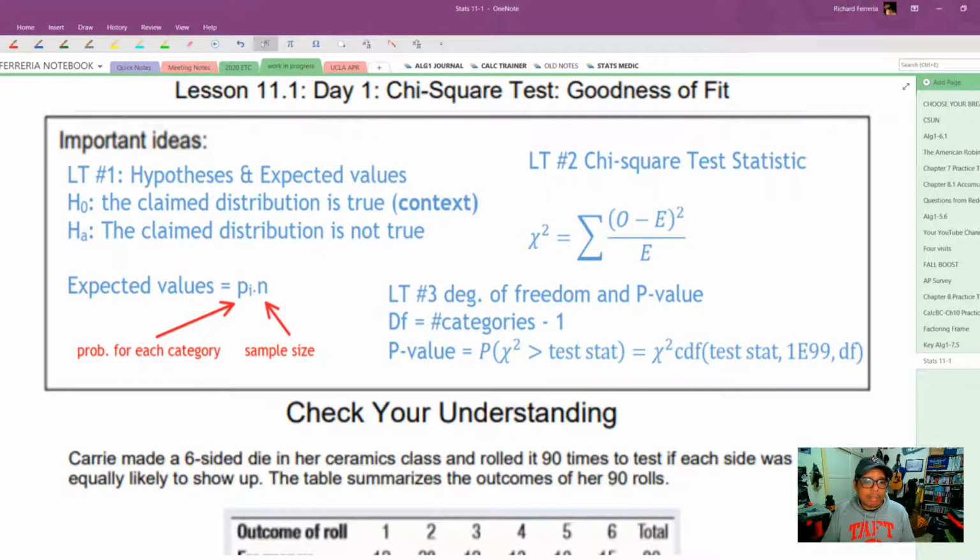And then when you calculate the p-value, it's just a probability on the chi-square curve that's greater than the test statistic. Always greater than the test statistic. And on your calculator, that's chi-square CDF, test statistic to 1E99, and then a degree of freedom. So that's a lot to take in. I don't think I've said chi-square before now, but chi-square is the name of this special distribution that only works for these categorical variables. Let's check our understanding.